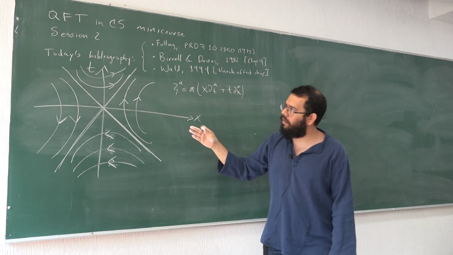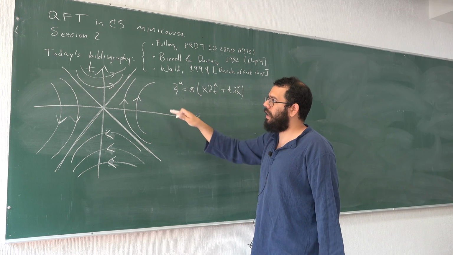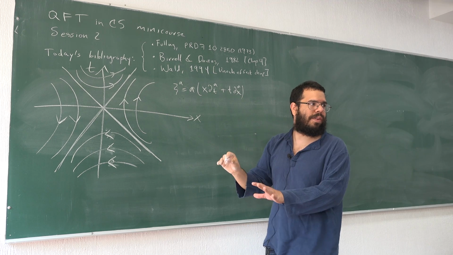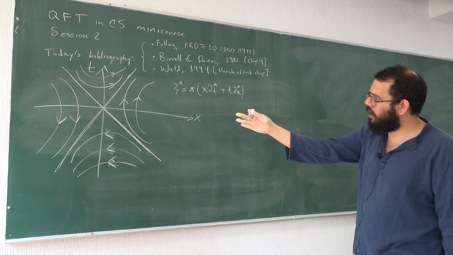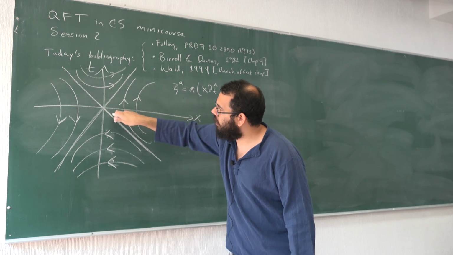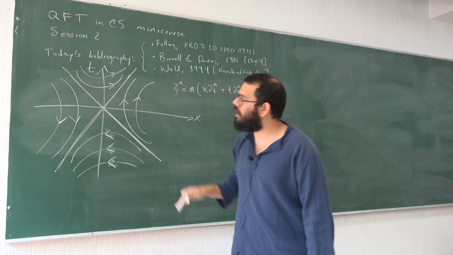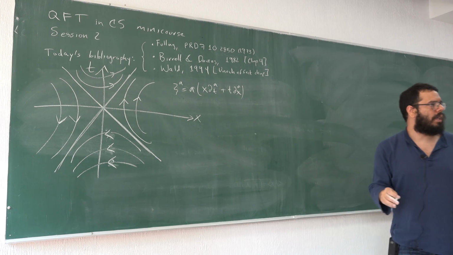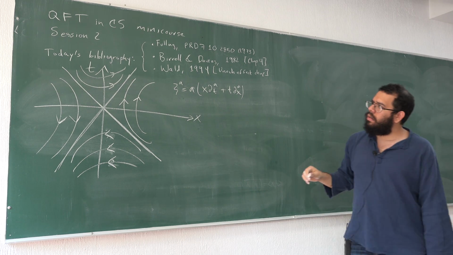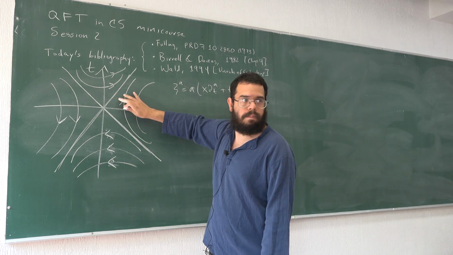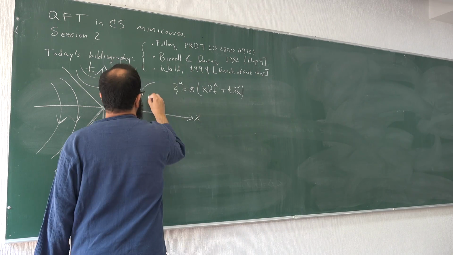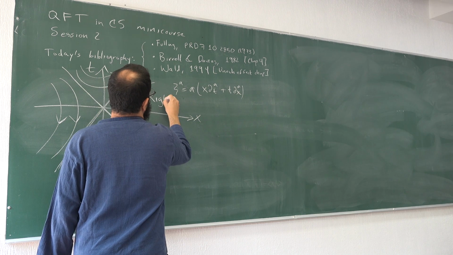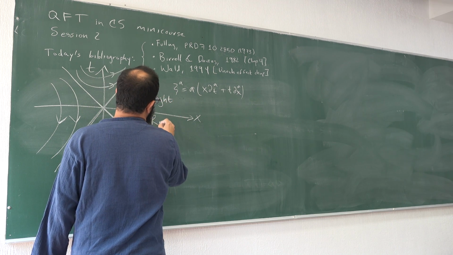And Minkowski has a bifurcate Killing horizon. In fact, it has many depending on where you put the origin of your coordinates, of course. But in this particular set, it appears very clearly here. And it divides Minkowski space into several regions, right? So I want to restrict myself to this region. And this region is called the right Rindler wedge.